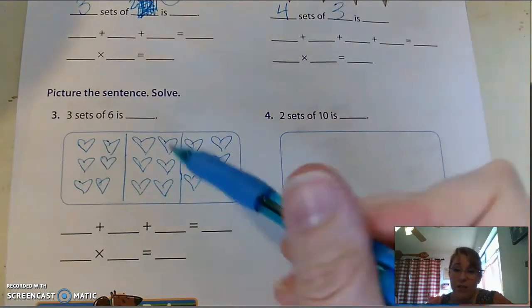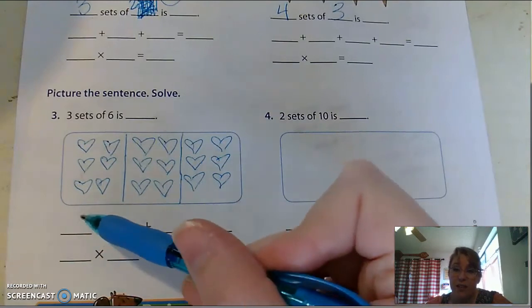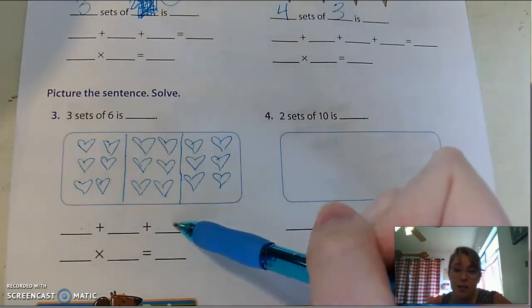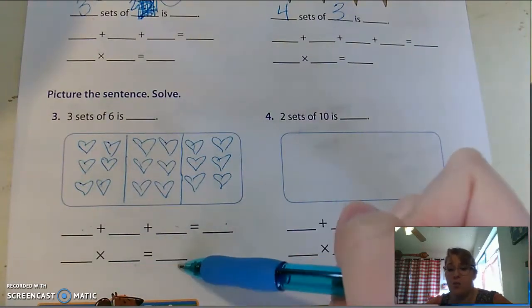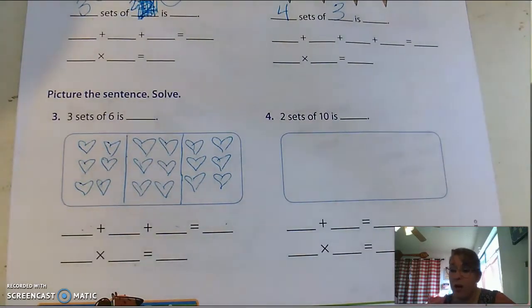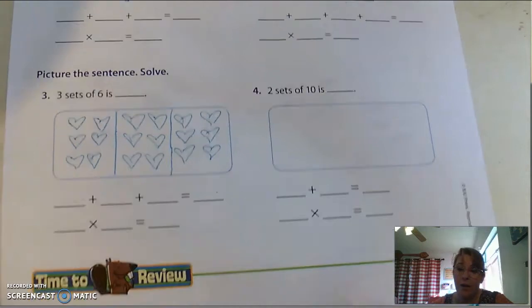Now what you're going to have to do is add 6 plus 6 plus 6 equals what? And 3 times 6 equals what? Okay? You got this. If you need to look back at the front, look back at the front. You can absolutely do this. It does follow a pattern.